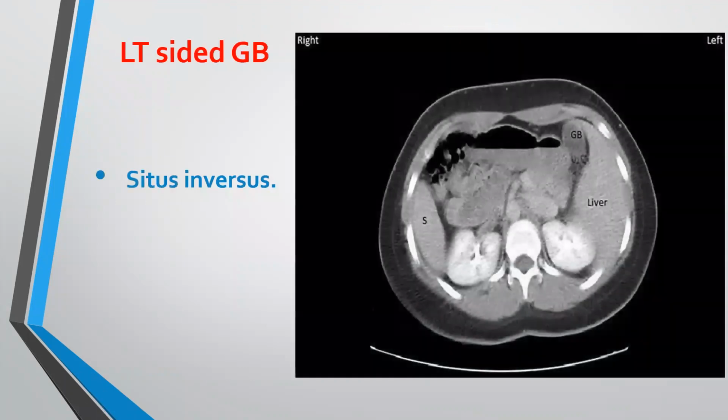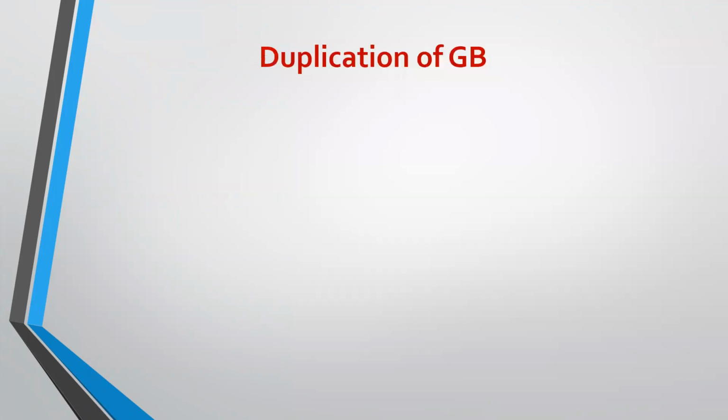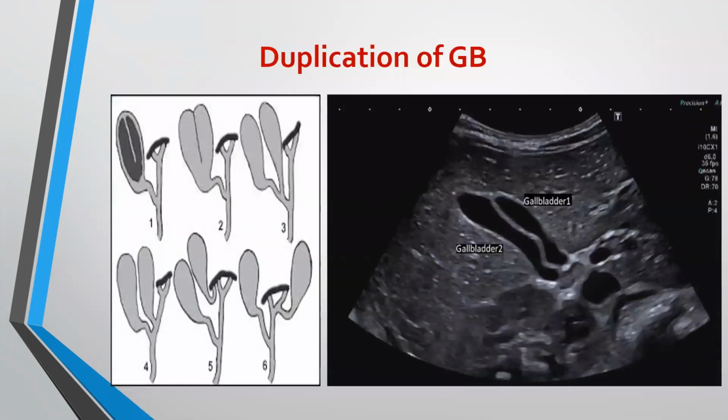Left-sided gallbladder, as seen in this CT axial image in situs inversus, with the liver and gallbladder seen on the left side and the spleen on the right side. Also, as we said, it may be seen under the left lobe or herniating through the epiploic foramen. Duplication of the gallbladder is either partial or complete. The most common appearance is sharing one duct. This is the sonographic image.